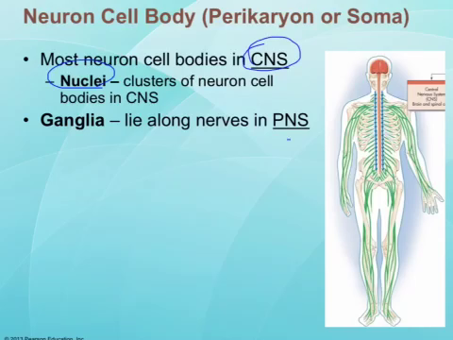In the PNS, we do have some cell bodies as well, and those locations are normally called ganglia. A ganglion is a location in the PNS that is also a cluster of neuron cell bodies. If you see a bump along a nerve, remember all the nerves are in the PNS, so that bump is a cluster of cell bodies, and we call it a ganglion. If you hear ganglia, it means a cluster of neuron cell bodies along a nerve in the PNS.